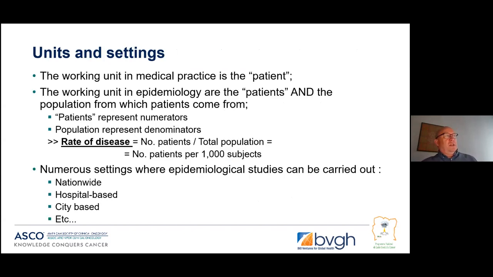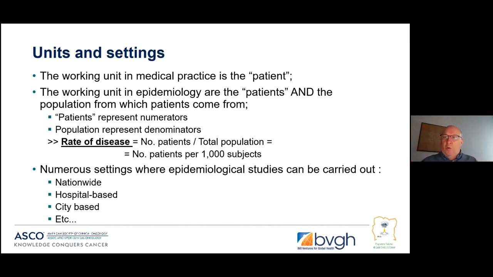Okay. One very important thing in epidemiology is that difference with clinical practice. In clinical practice, the unit is the patient. You see patient one, patient two, and so on. In epidemiology, you have the patient and the population from which the patient arises. So you always have in epidemiology the two dimensions. One is the patients, the other is the population, and they are always related to each other. We are constantly doing that. One way to put together the patient and population is what we call the rate of disease, which is basically the number of patients divided by the total population, from which we can have a number of patients per generally 1,000 or 100,000 subjects. So this is the way we work in epidemiology, always by rates.